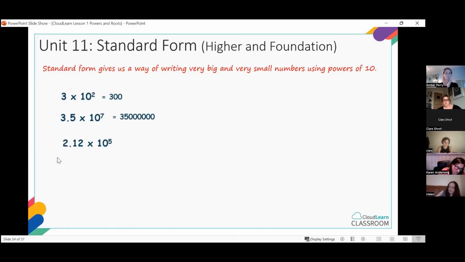Okay, let's have a go at this one. So I'm going to give you a moment just to have a think about what this might be. So we've got 2.12 times 10 to the power of 5. To multiply a number by 10, we move the decimal point one unit to the right, I should say. So this decimal point needs to go 5 units to the right. I'm not going to ask anyone to put anything in a poll, just have a go, see if you get it right or not.